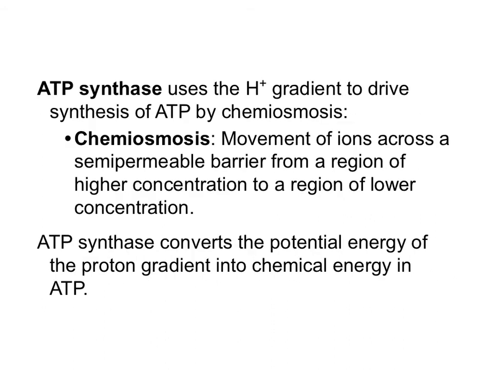ATP synthase uses the hydrogen ion concentration gradient to drive the synthesis of ATP by chemiosmosis. Chemiosmosis is the movement of ions across a semi-permeable barrier from a region of higher concentration to a region of lower concentration. ATP synthase converts the potential energy of the proton gradient into chemical energy in ATP.